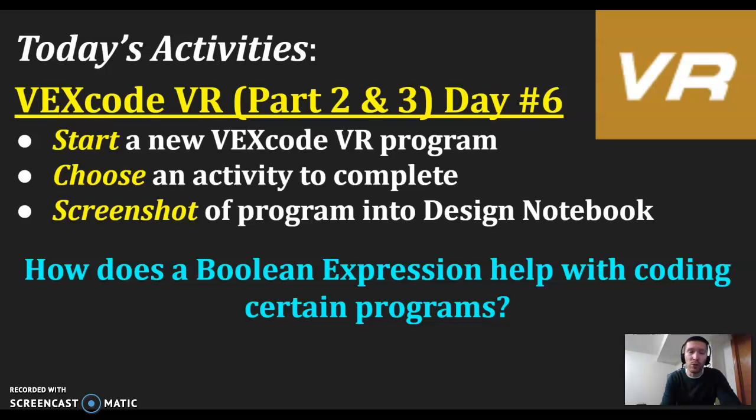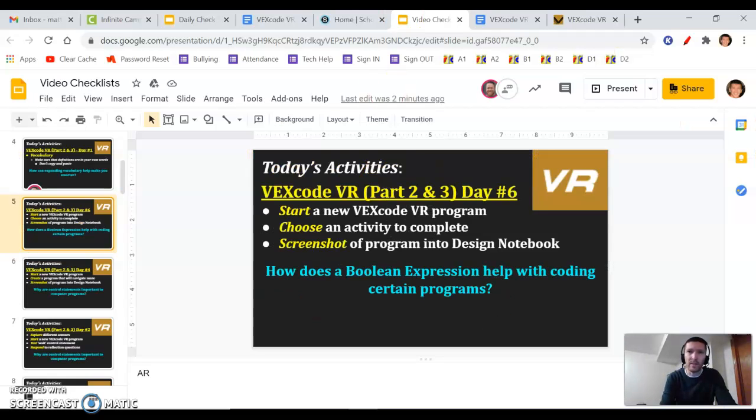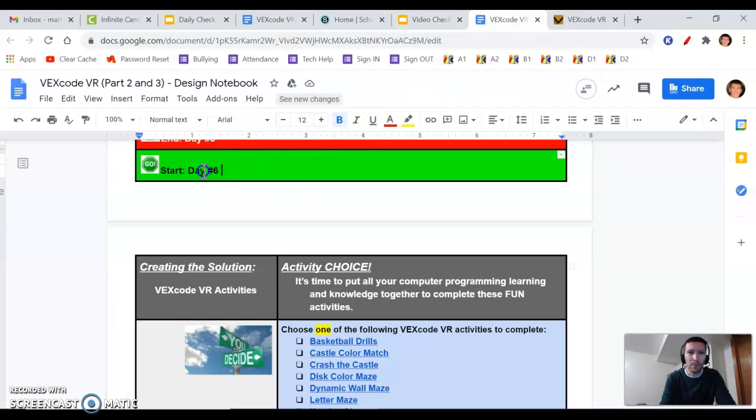And then once you do it, you're going to, of course, take a screenshot of the program into your design notebook. One essential question you can keep in mind is, how does a Boolean expression help with coding certain programs? As we look at your design notebook, we are on day number 6. It is a long design notebook, but scroll all the way down until you get to this spot here where it says start day number 6.